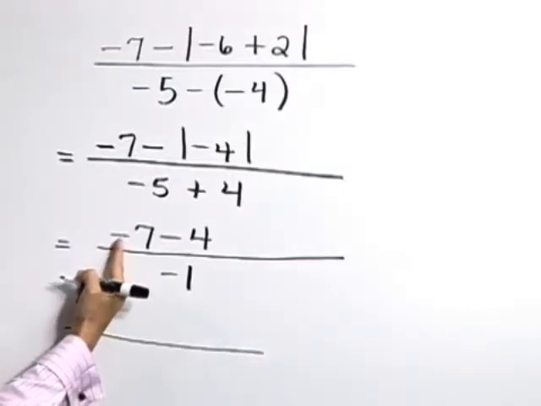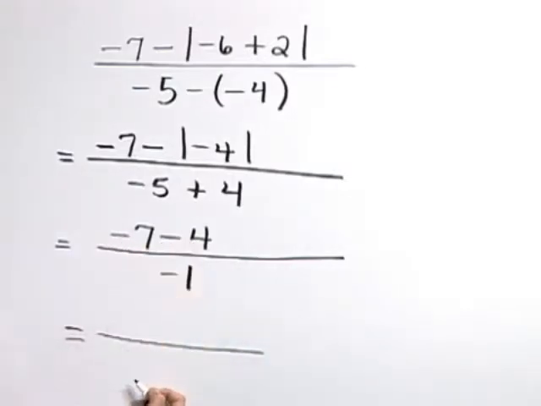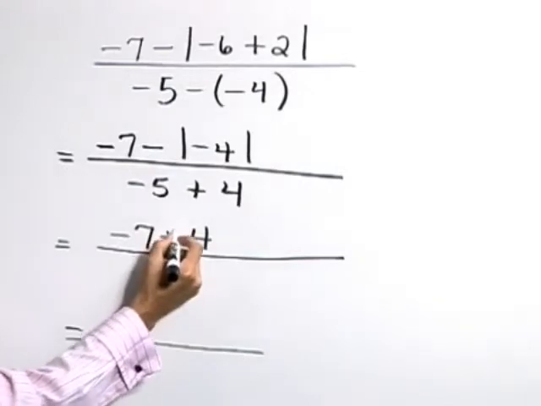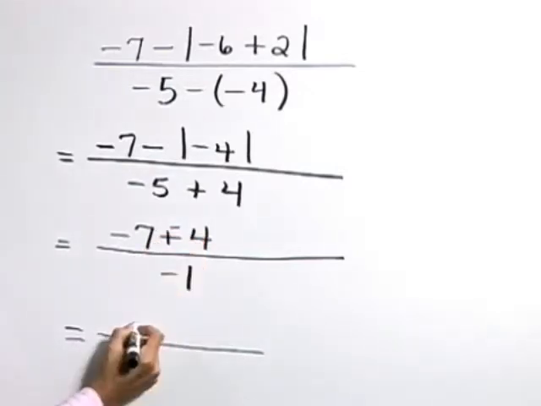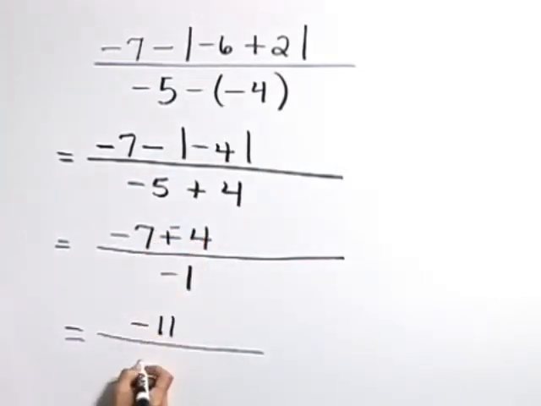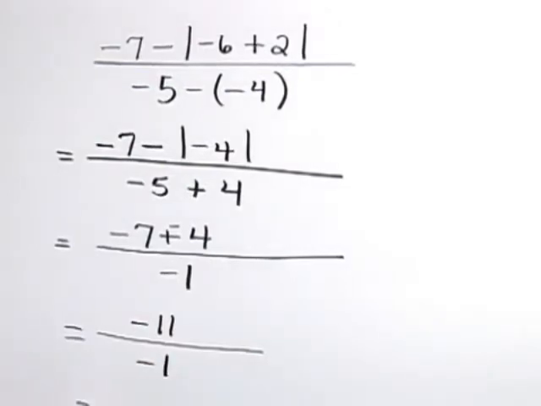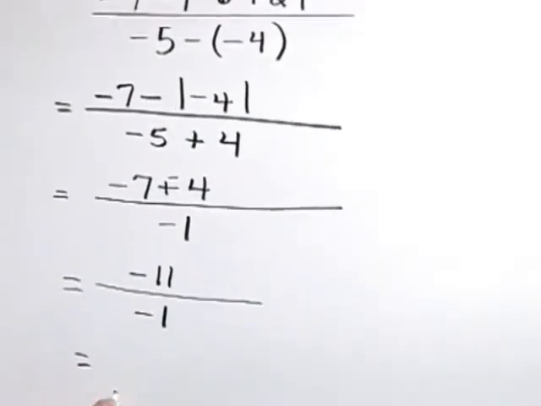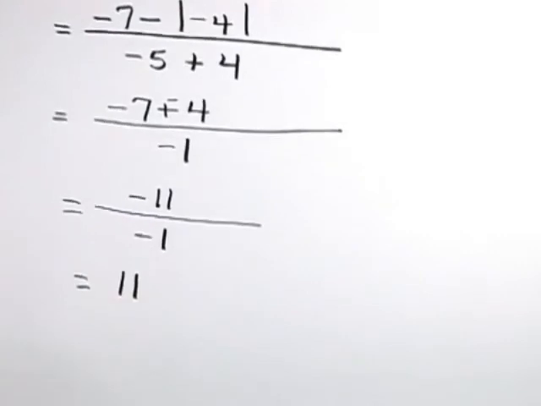Now in the numerator, negative 7 minus 4, you can think of that minus sign as plus a negative. That gives negative 11 over negative 1, and the quotient of negative 11 and negative 1 is positive 11.